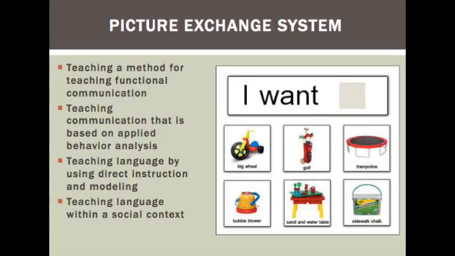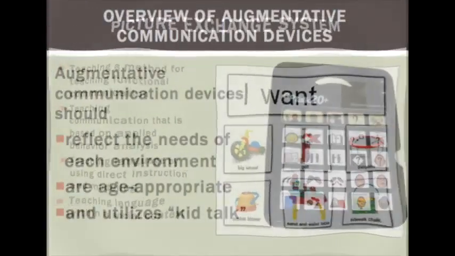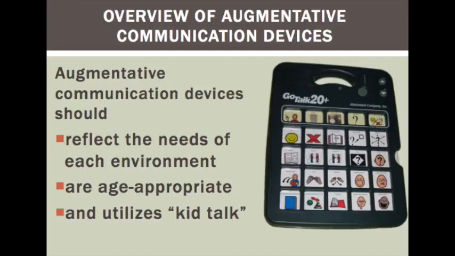Now, the picture exchange system includes the following features. It is a method for teaching functional communication. It teaches communication based on applied behavioral analysis. It teaches language by using direct instruction and modeling. It also teaches language within a social context. It is also important to assure that your augmentative communication devices reflect the needs of each environment, that they are age appropriate, and that they utilize kid talk.